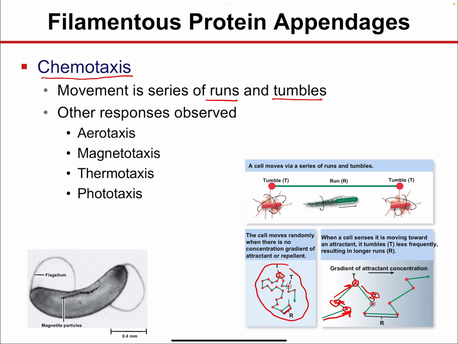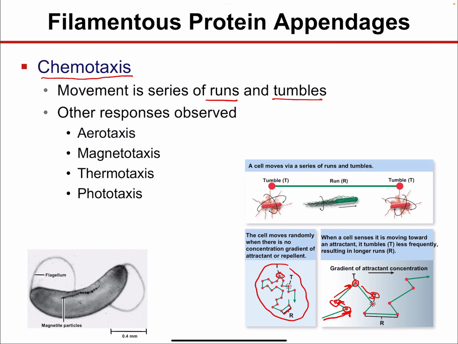Now, when that chemical is not present, the cell is overall going to stay in one area. You're going to see some runs and tumbles, but they are not going to expand over a large area, so that at the end of the day, the cell is not going anywhere. When there is chemotaxis, the cell is going to actively move toward a very specific area.